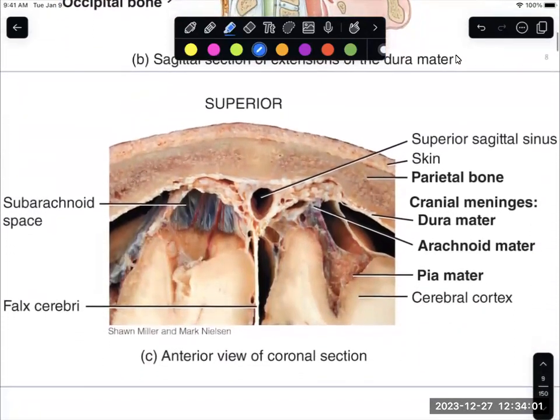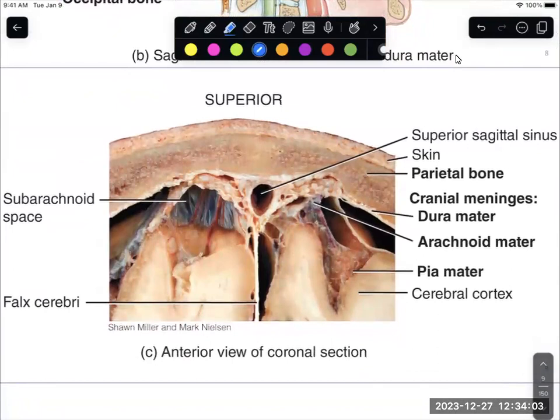So here we can see it on a real skull with a real brain. You can see the pia mater, the arachnoid mater, the dura mater, and we can even see this falx cerebri coming down.